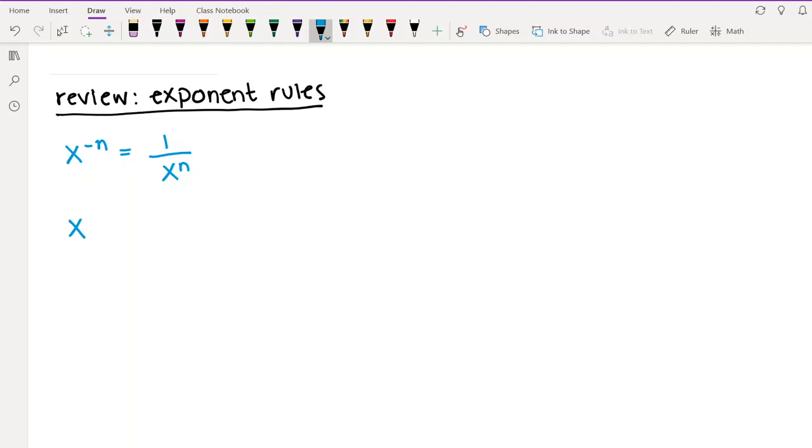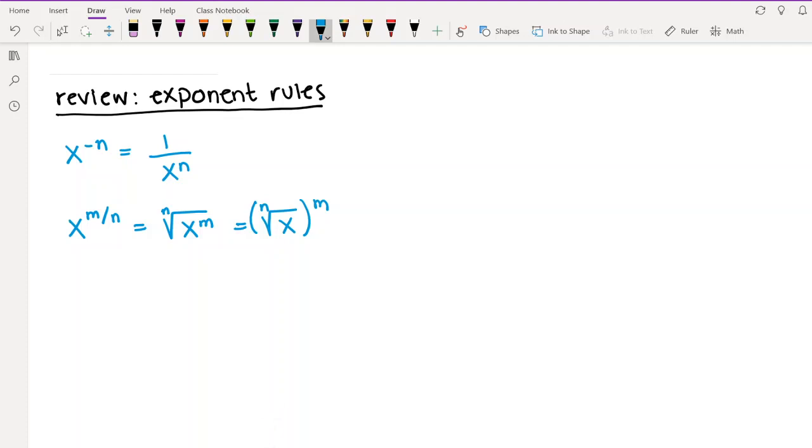Another one that's good to know is that if you have x to the m over n, that is the nth root of x to the m. Or you could also do it as the nth root of x, all raised to the m. Either of those is fine. The first one is the way that people more typically will write it, but they're equivalent. You would get the same answer either way.